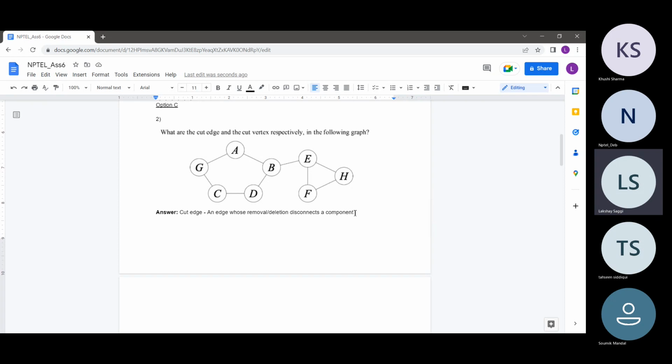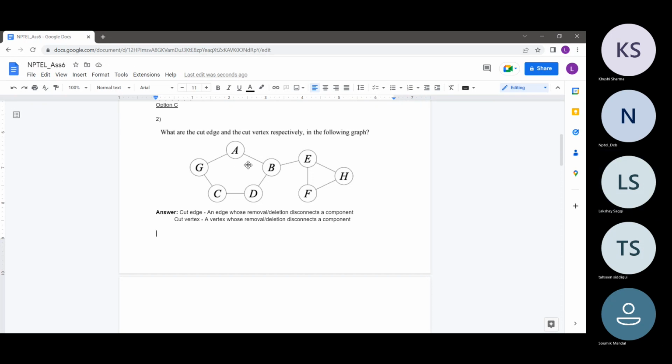And similarly, the definition of a cut vertex is a vertex whose removal disconnects the component. So an edge or a vertex. When we are deleting a vertex, we'll delete all the edges around that vertex also. So just going by these definitions, let's try to find out the cut vertices. We'll just go over all the vertices one by one.